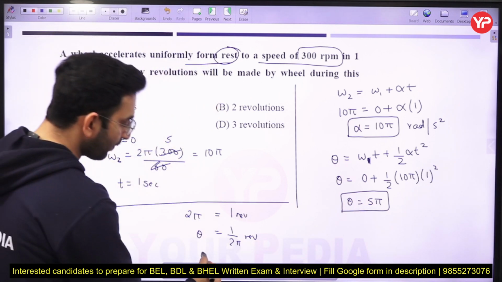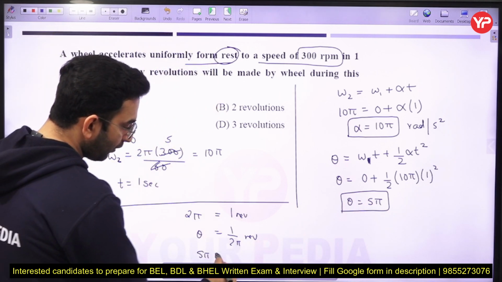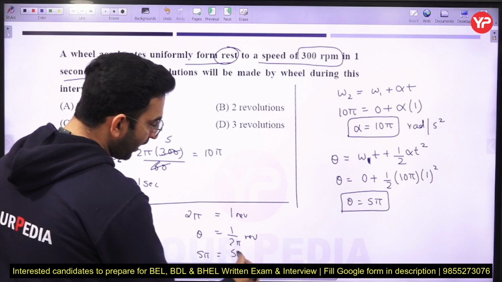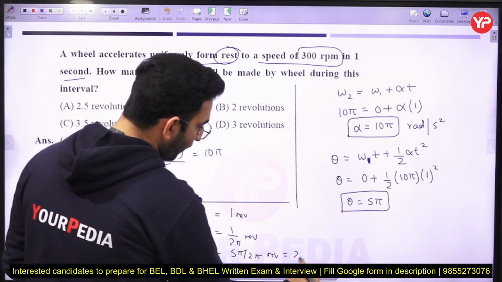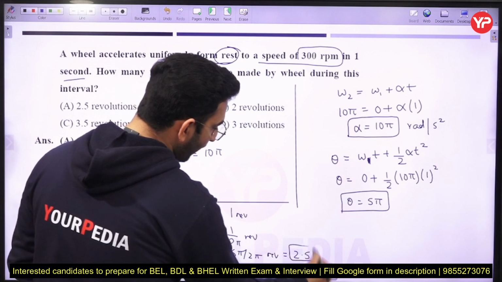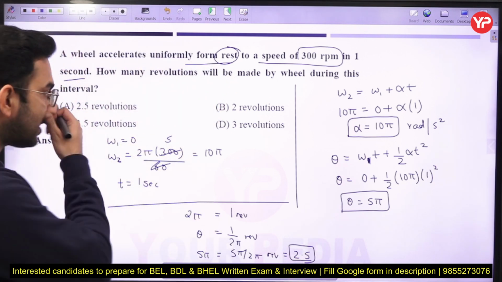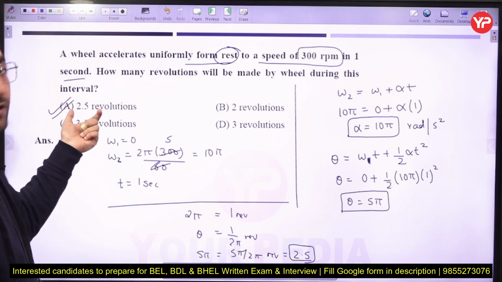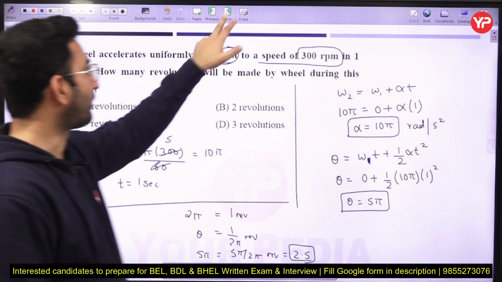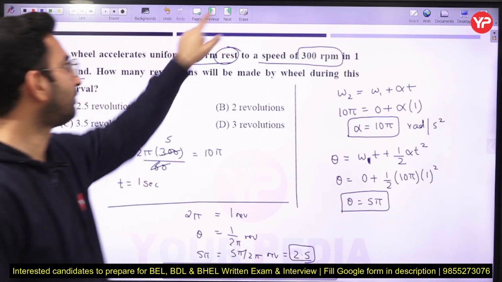So we can say the 5 pi is going to be equal to 5 pi divided by 2 pi revolution here. So therefore the number of revolutions is going to be equal to 2.5 revolutions. So we can say in this case the wheel is making 2.5 revolutions. So option number A is going to be the correct one.